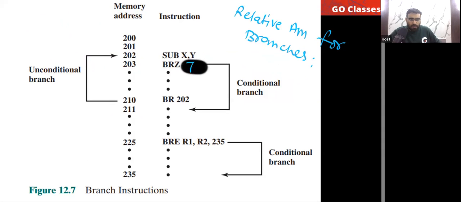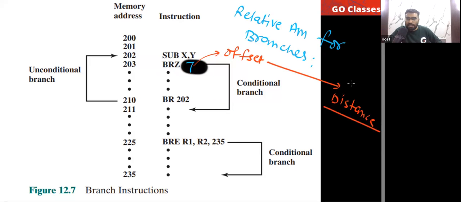Did you understand now why we call it offset? Because basically the branch target address is relative to the program counter. So this is just an offset, just this distance. Offset simply means distance, right? Yes or no? Is this clear? Offset means it is like a distance.